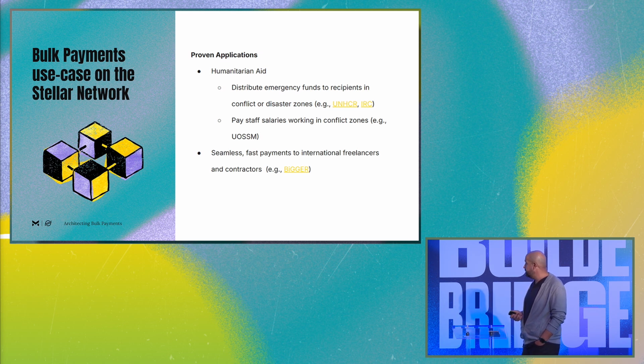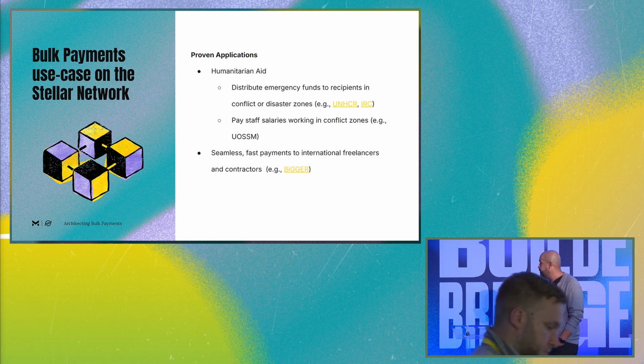It's also been used for paying staff salaries in conflict zones, and that's quite a problem. In a lot of areas, payments take 30 to 60 days to clear, and the SDP is able to shorten that quite a bit. The other part of the proven applications is seamless fast payments to freelancers and contractors, like our partner Bigger, who are using the SDP for that.